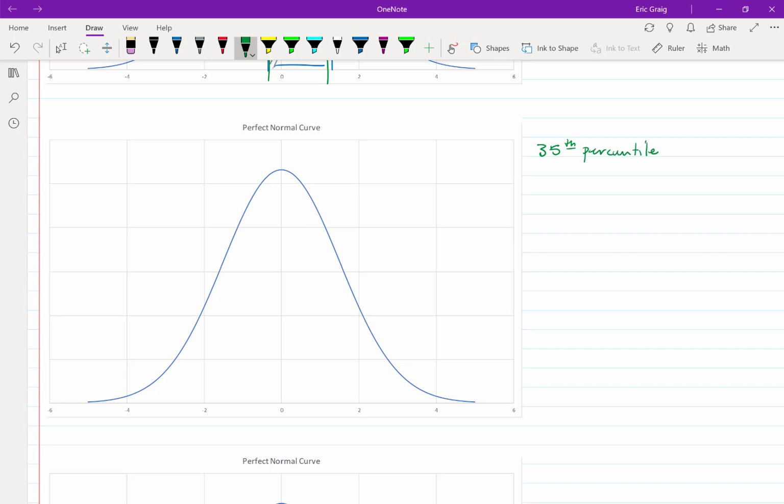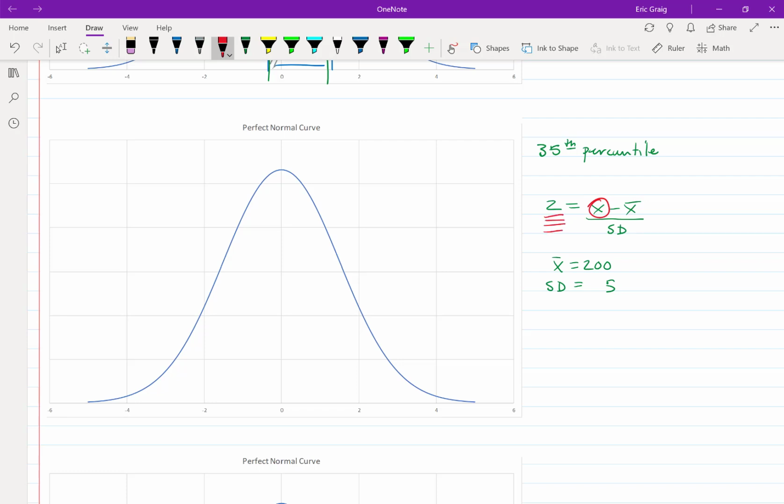Well, what do we know? We know that z equals x minus x bar over the standard deviation. And let's say that we know, as we did before, that x bar equals 200 and the standard deviation is equal to 5. All right, what do we want to do? We want to solve for x. In order to solve for x, we need to solve for z.